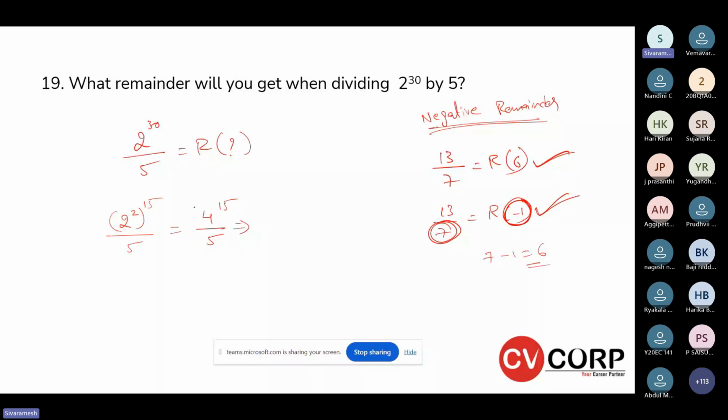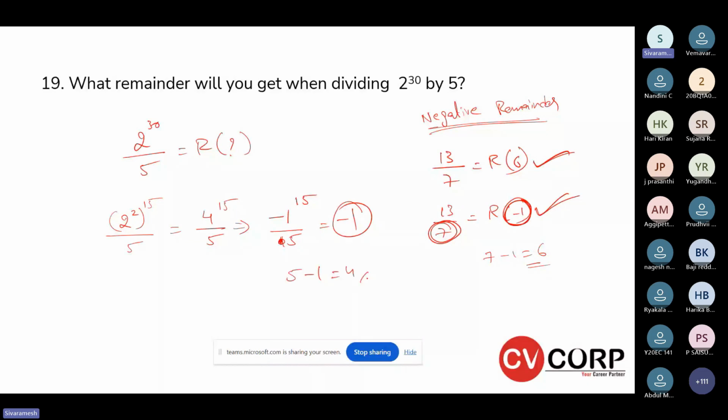In the same case, I can say 4 by 5. Can I say that the remainder is minus 1? Because 5 by 5 is exactly divisible, but 4 is 1 less than 5. So minus 1. Minus 1 power 5, so obviously minus 1 power 5 means minus 1, right? Sorry, it's not 15, it's 5. So when you get a negative remainder, you should subtract it from 5: 5 minus 1, and the final answer is 4.